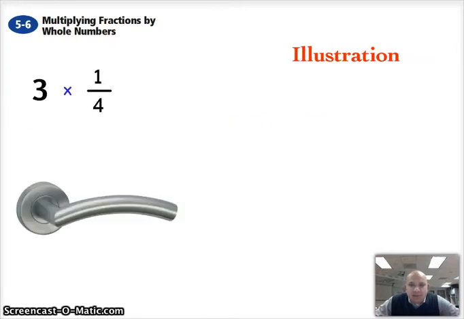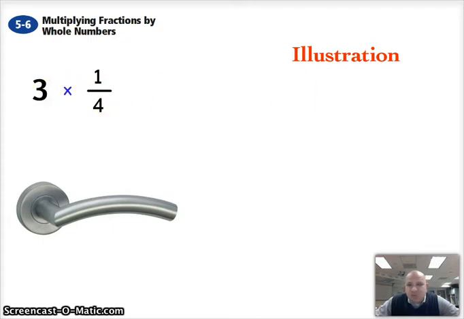No vocabulary. I do have an illustration I want you to go ahead and record. You can either record this at the back or just prior to doing the first example. Let me go ahead and show you what it really means when we multiply a whole number by a fraction.